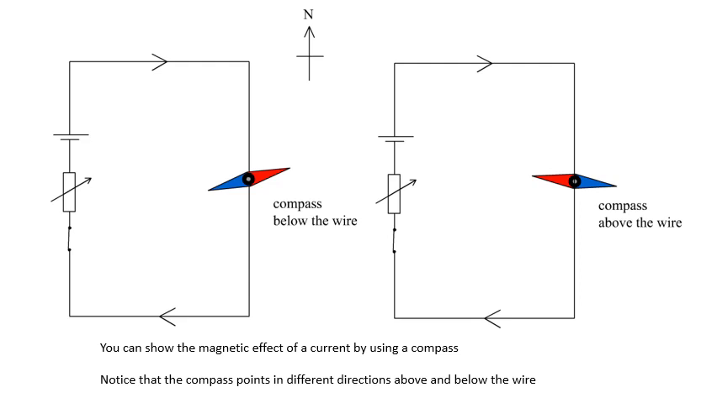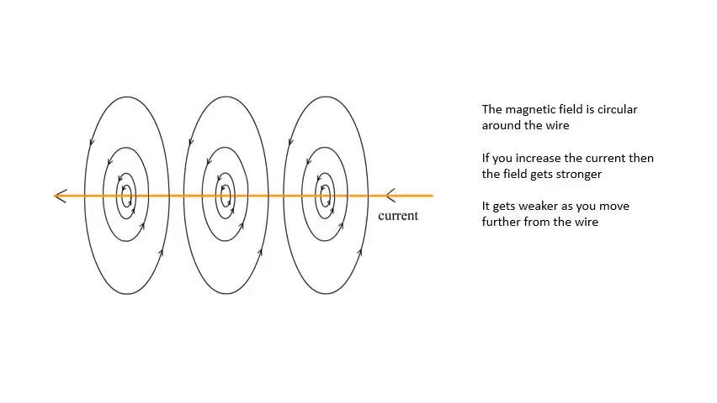So what is the shape of the magnetic field? I won't say what does the magnetic field look like because it's invisible, but the shape of the field is circular. It's concentric circles around the wire. If you increase the current, then the field gets stronger. And then pretty obviously, as you move further from the wire, the field would get weaker. So we have these circles of magnetic flux going around the wire. You might have to sketch this diagram, okay?